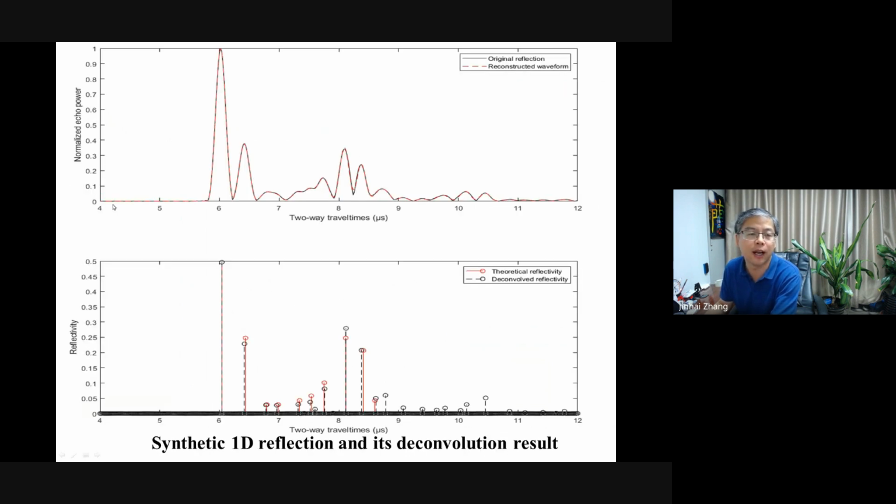So here's the data. We can see the original reflection here in a numerical simulation. The black line is the original reflection, and here is the reconstructed waveform.